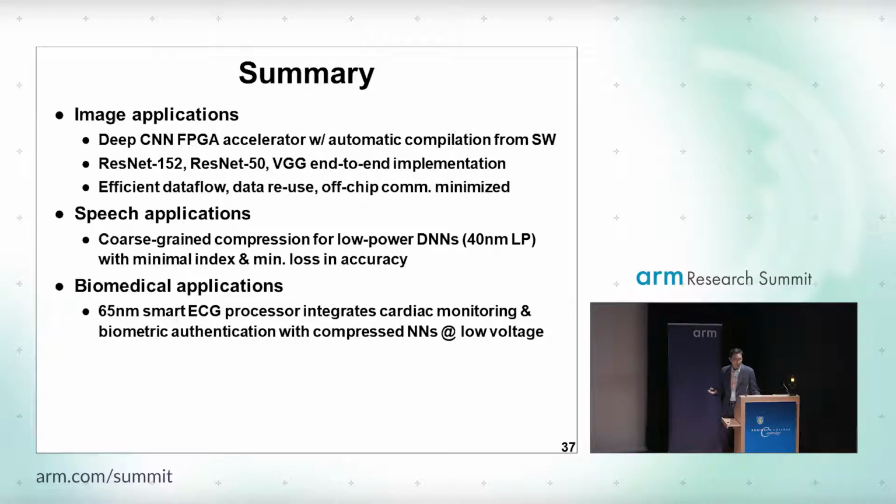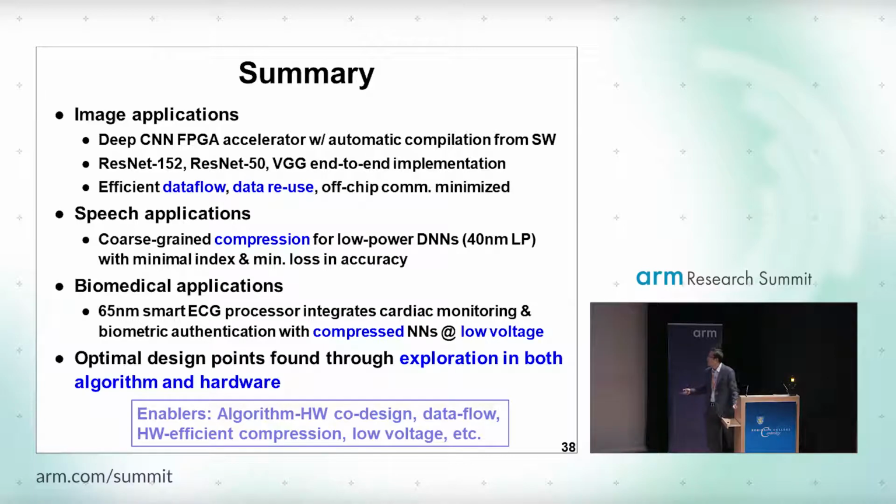So in summary, I went through the image application first, where we designed an automatic FPGA compiler for deep CNNs, and we were able to map one of the most recent residual networks end-to-end with efficient data flow and reuse. For speech applications, I talked about some coarse grain compression with minimal index and loss in accuracy. For biomedical, the 65 nanometer ECG processor computes biometric authentication with compressed neural networks at low voltage.